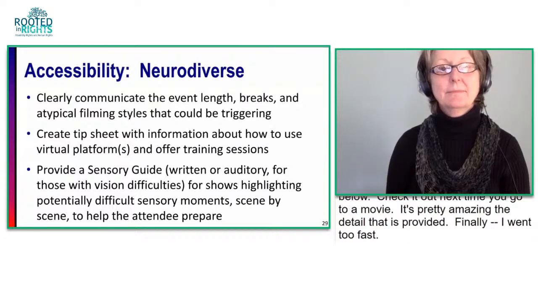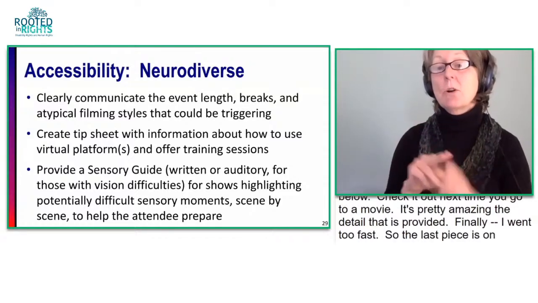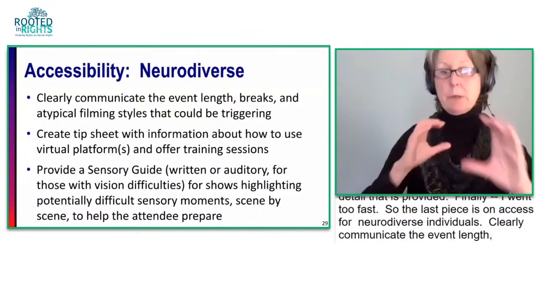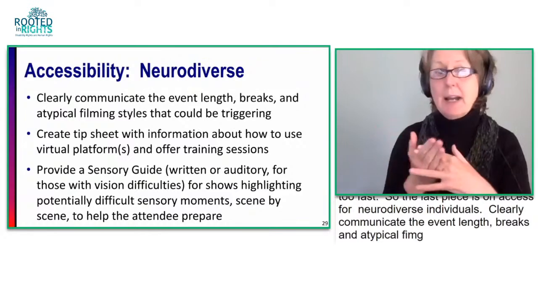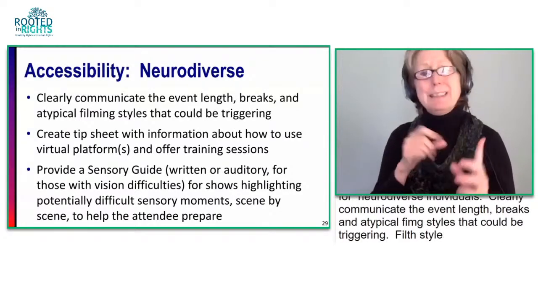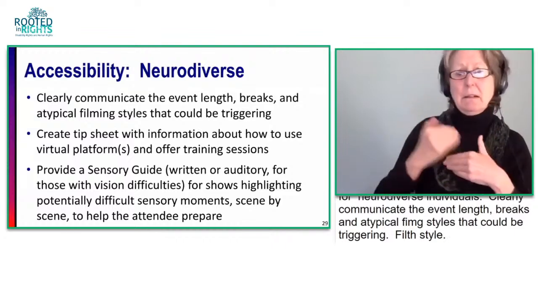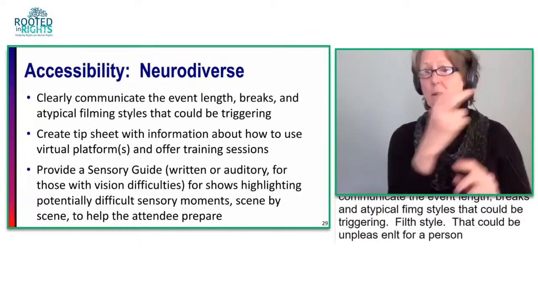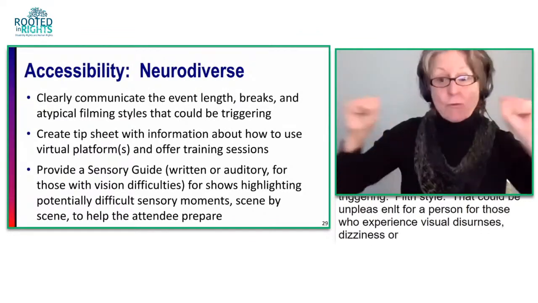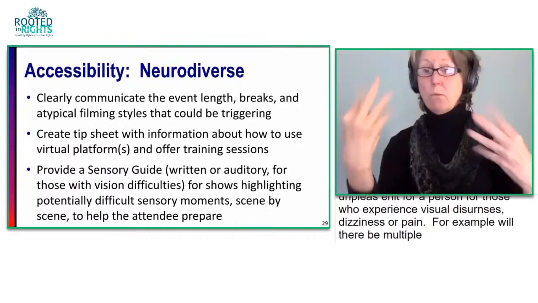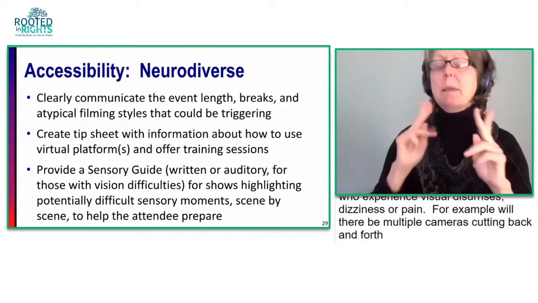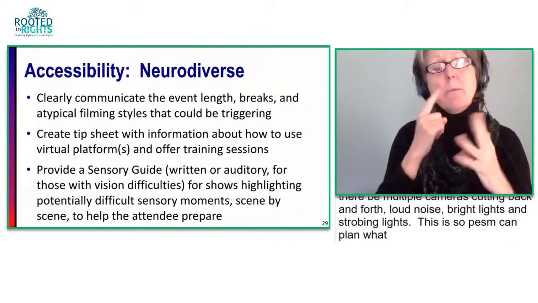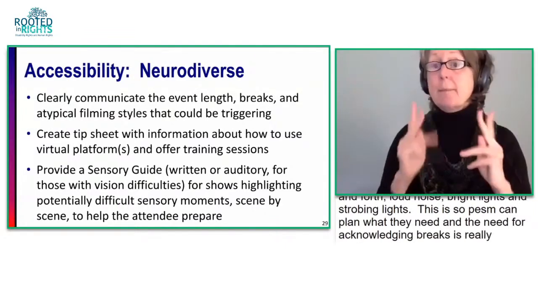So the last piece is on access for neurodiverse individuals. Clearly communicate the event length, breaks, and atypical filming style that could be triggering. Anything that's triggering can be unpleasant for those who experience visual disturbance, dizziness, or pain. For example, there will be multiple cameras cutting back and forth, loud noises, especially bright lights or strobing lights. This is so that people can plan for what they need, and acknowledging the need for breaks is really important. Let attendees know when intermissions occur and when performances will be paused.